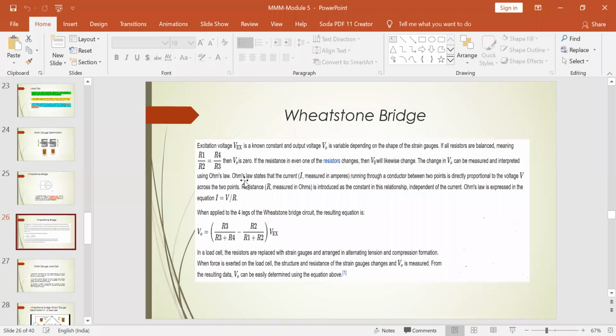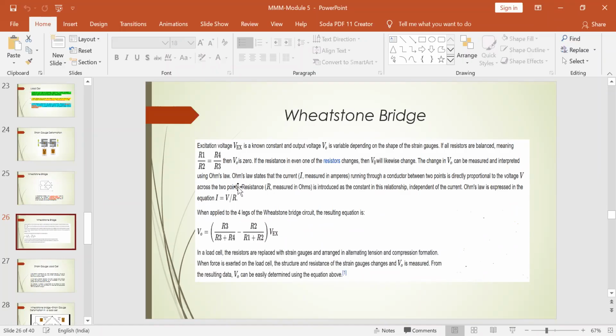So Ohm's law, everyone knows V is equal to Ri. What does Ohm's law state? Ohm's law states that the current running through a conductor between 2 points is directly proportional to the voltage across the 2 points. Resistance is introduced as a constant in the relationship, which is independent of the current, and hence Ohm's law is expressed in the equation I is equal to V upon R.